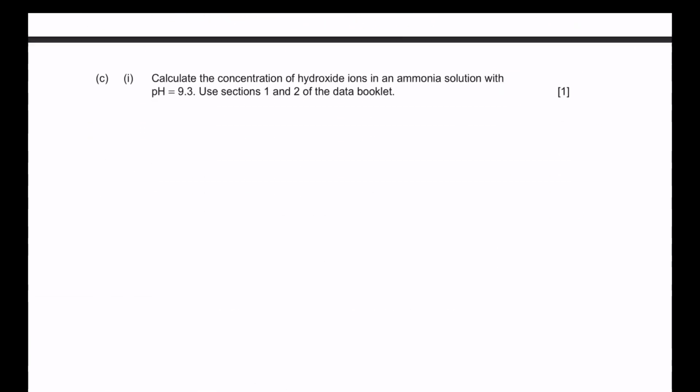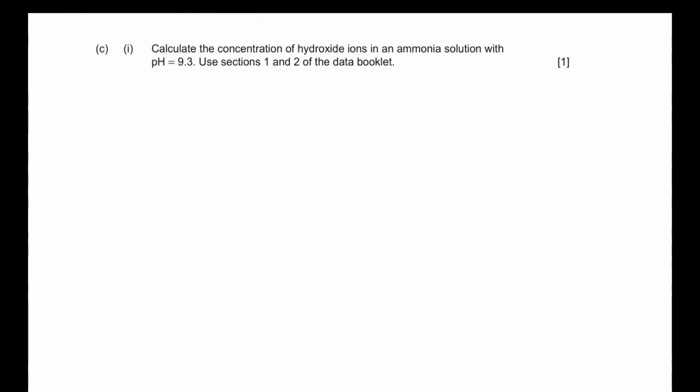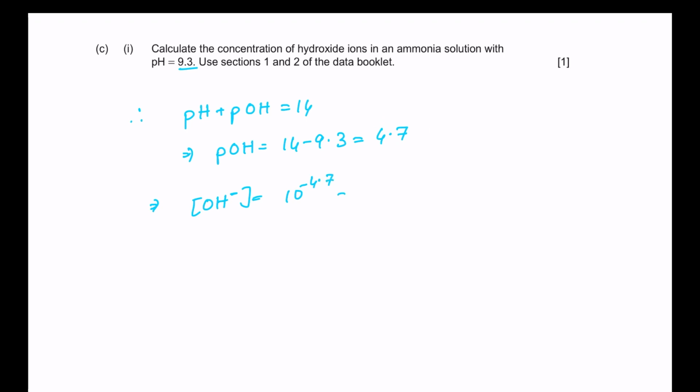Moving to part C. You have to calculate the concentration of hydroxide ion in ammonia solution with pH equals 9.3. So we know that pH plus pOH will be equal to 14. So pOH will be 14 minus 9.3. Simplifying, we'll get pOH as 4.7. So OH- concentration will be 10 to the power minus 4.7. If we simplify this, we'll get 2 times 10 to the power minus 5 mole per dm³, which will be the answer to this question.